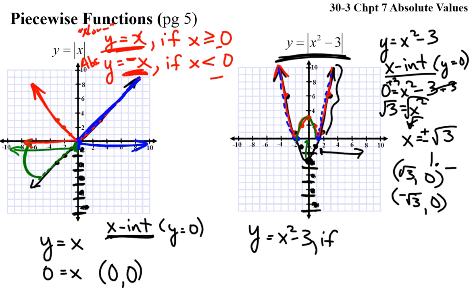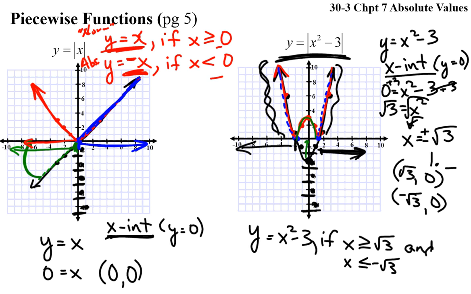And it occurred if x was bigger or equal to root 3. But the graph was also normal in this part. This part didn't change by the absolute, and so it also worked if x was greater than root 3 and when x was less than or equal to negative root 3.